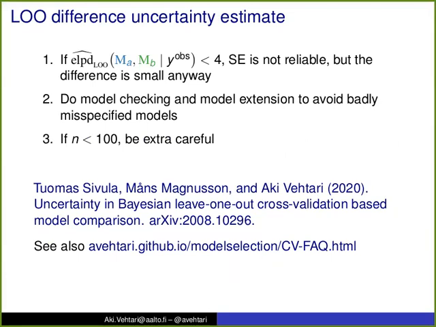And the final slide, again summarizing: if the ELPD difference is less than 4, don't trust the standard error, but the difference is small anyway. Remember to do model checking and model extension to avoid badly misspecified models. If the number of observations is less than 100, be extra careful.